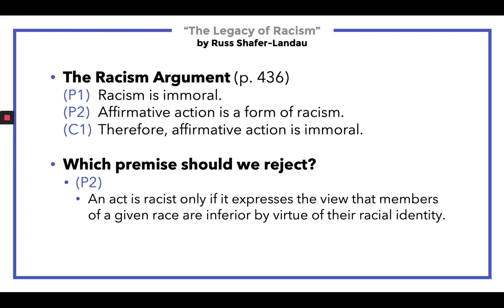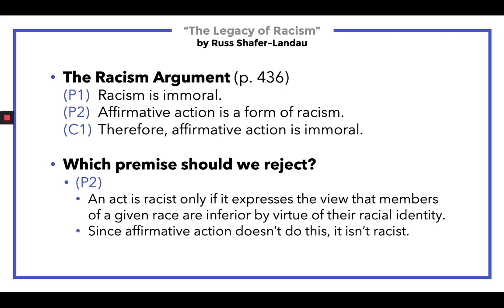You'll remember we defined what it means for an act to be racist last time. And what we said was this: an act is racist only if it expresses the view that members of a given community are inferior by virtue of their racial identity. But when we engage in affirmative action, we're not saying that members of a certain group are inferior by virtue of their racial identity. Since affirmative action doesn't suggest or express the view that a certain race is inferior, we don't give black candidates preferential treatment because we think they're superior to white people. Rather, we do it because we think there's been this historical injustice. And so affirmative action isn't racist in the same way that something like slavery was.